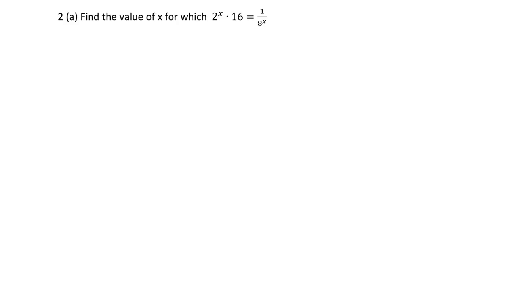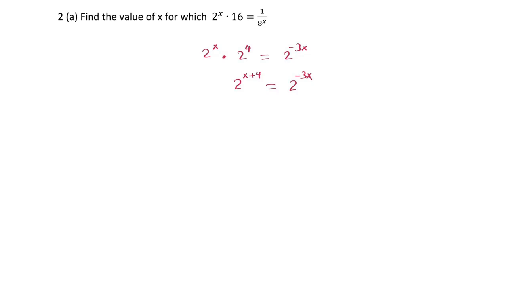Okay, so first let us express each term in the power to base 2. So our equation is going to be 2 power x dot 2 power 4 equals 2 power negative 3x. Next, we are going to add the exponents for our left hand side because their bases are the same. So our equation is going to be 2 power x plus 4 equals 2 power negative 3x.